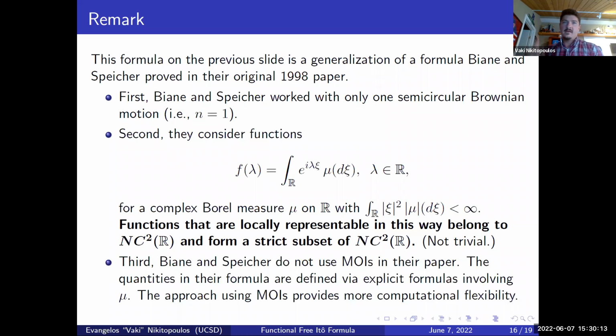And then finally, the quantities in the Ito formula that Biane and Speicher proved were not stated in terms of this object called a multiple operator integral. They were explicit formulas involving this measure μ of the functions they considered.